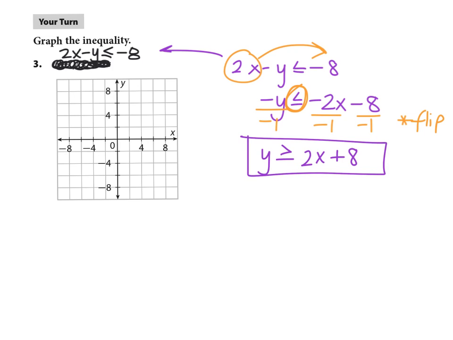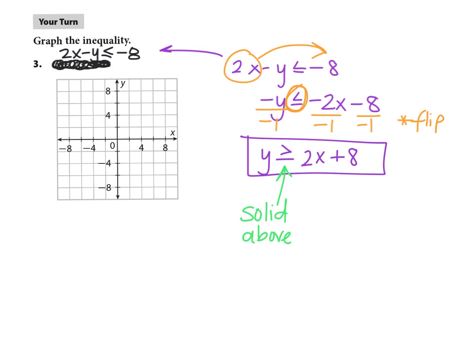Okay, so this is my line. And remember, before I start graphing, I need to tell myself, so look at this and try this one on your own. I want you to pick solid or dashed, and then pick above or below. And you should be getting that this is solid, and we're going to shade above because it's greater than.